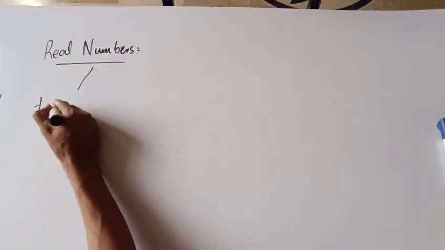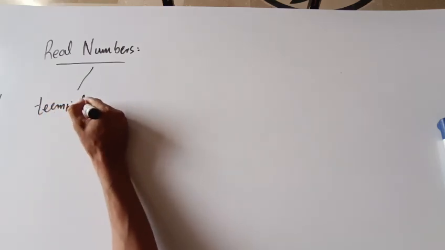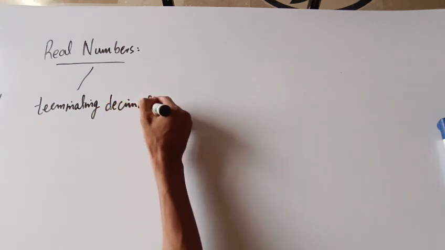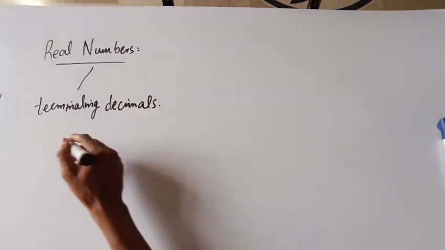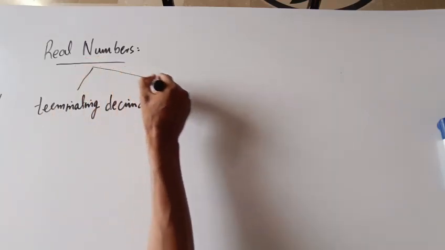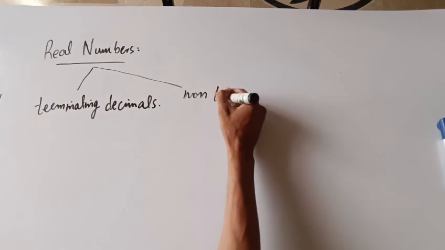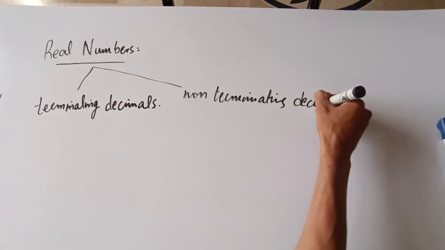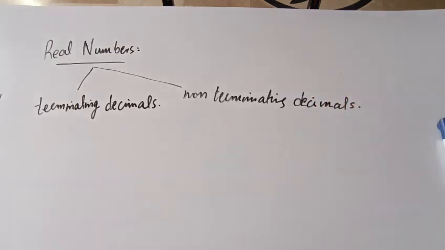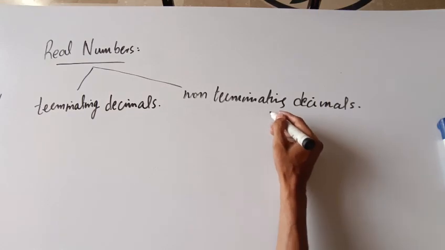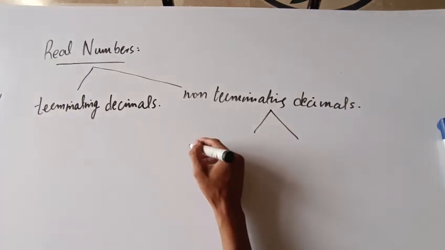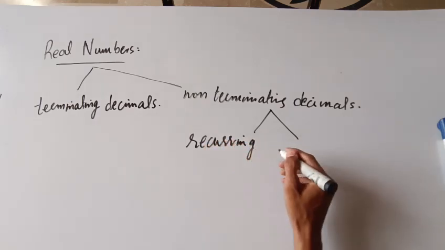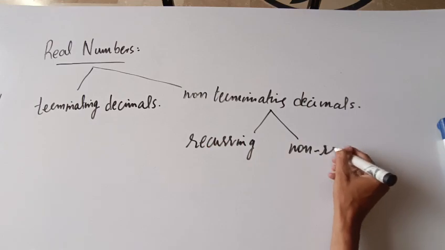First one is terminating decimals and second one is non-terminating decimals. But in non-terminating decimals there are two more categories, which are recurring and non-recurring.